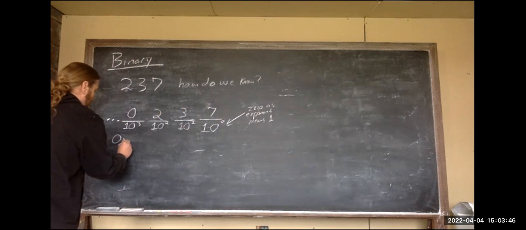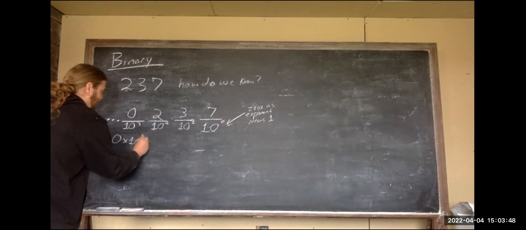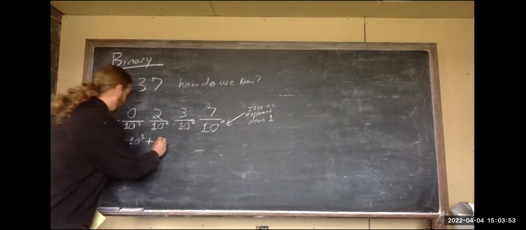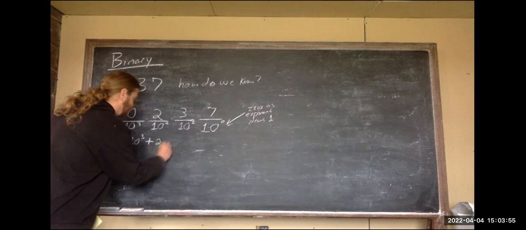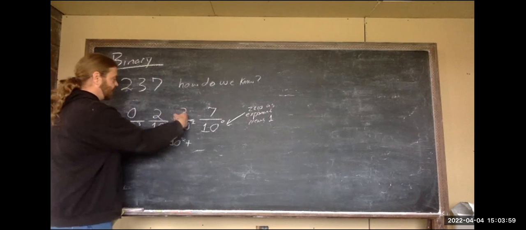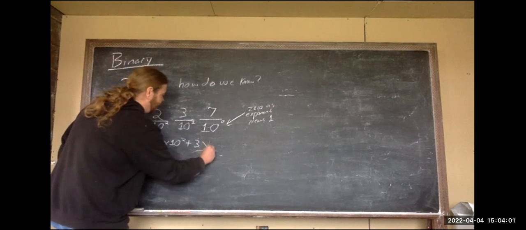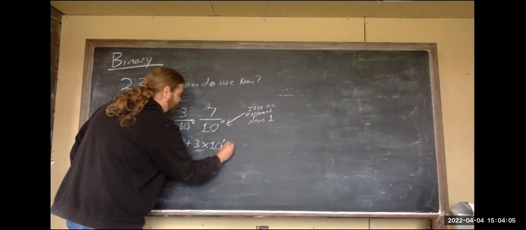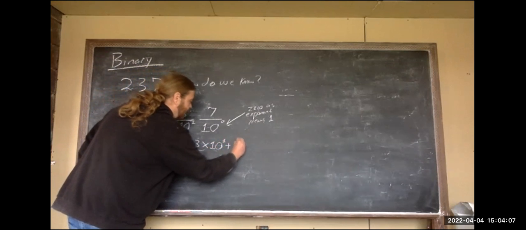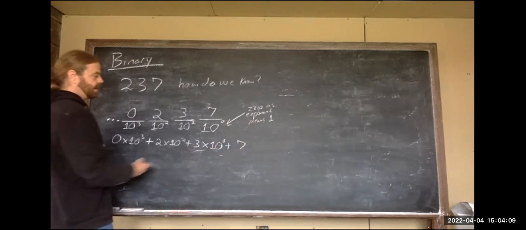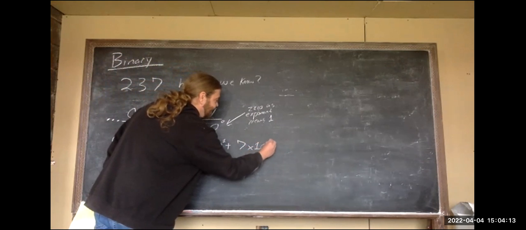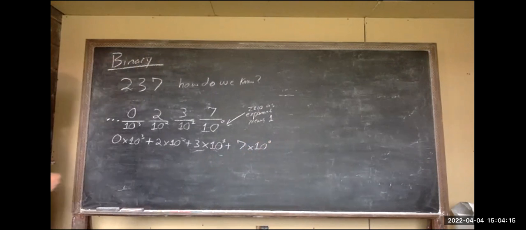So 0 10 cubes, plus we have 2 10 squareds, plus, in this case, 3 10 to the first power, and 7 things in our 10 to the 0th power column.